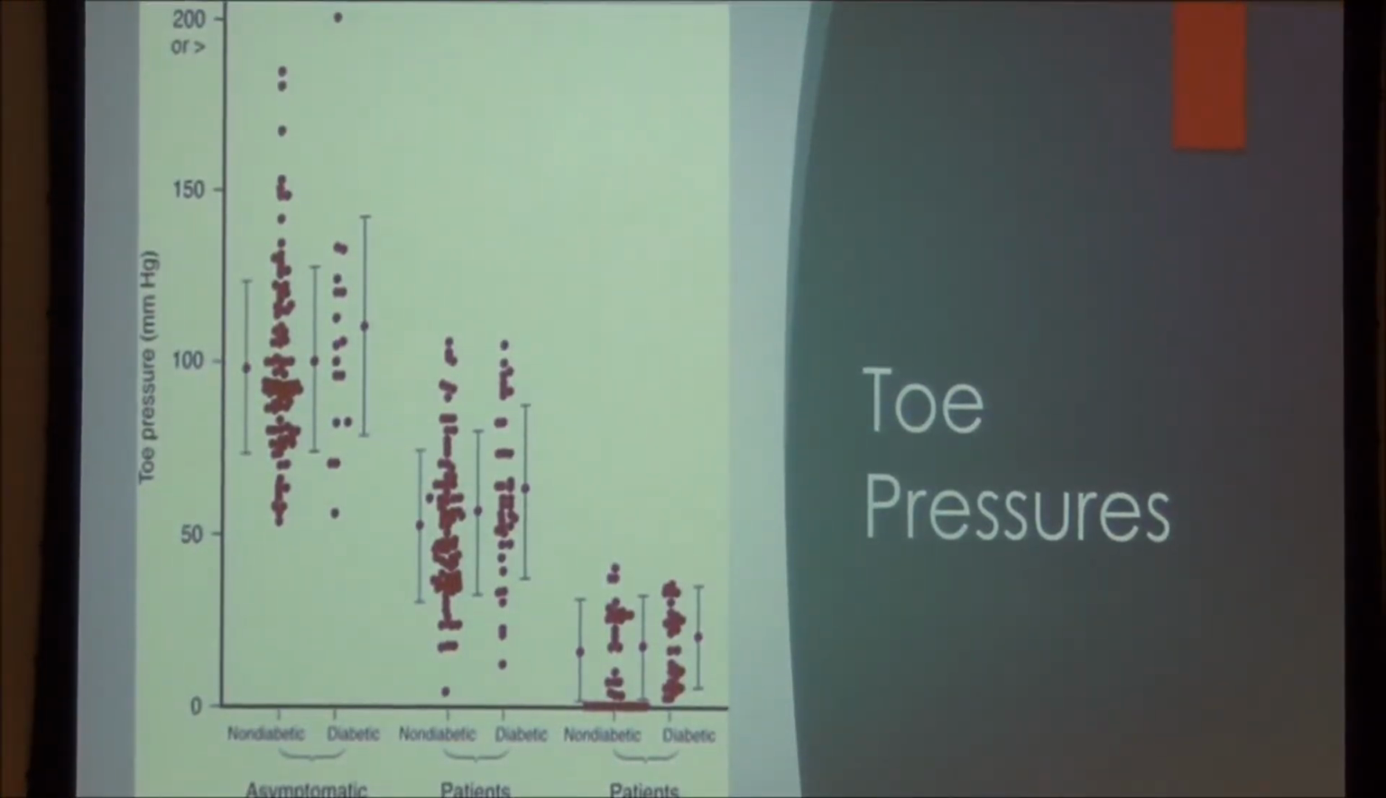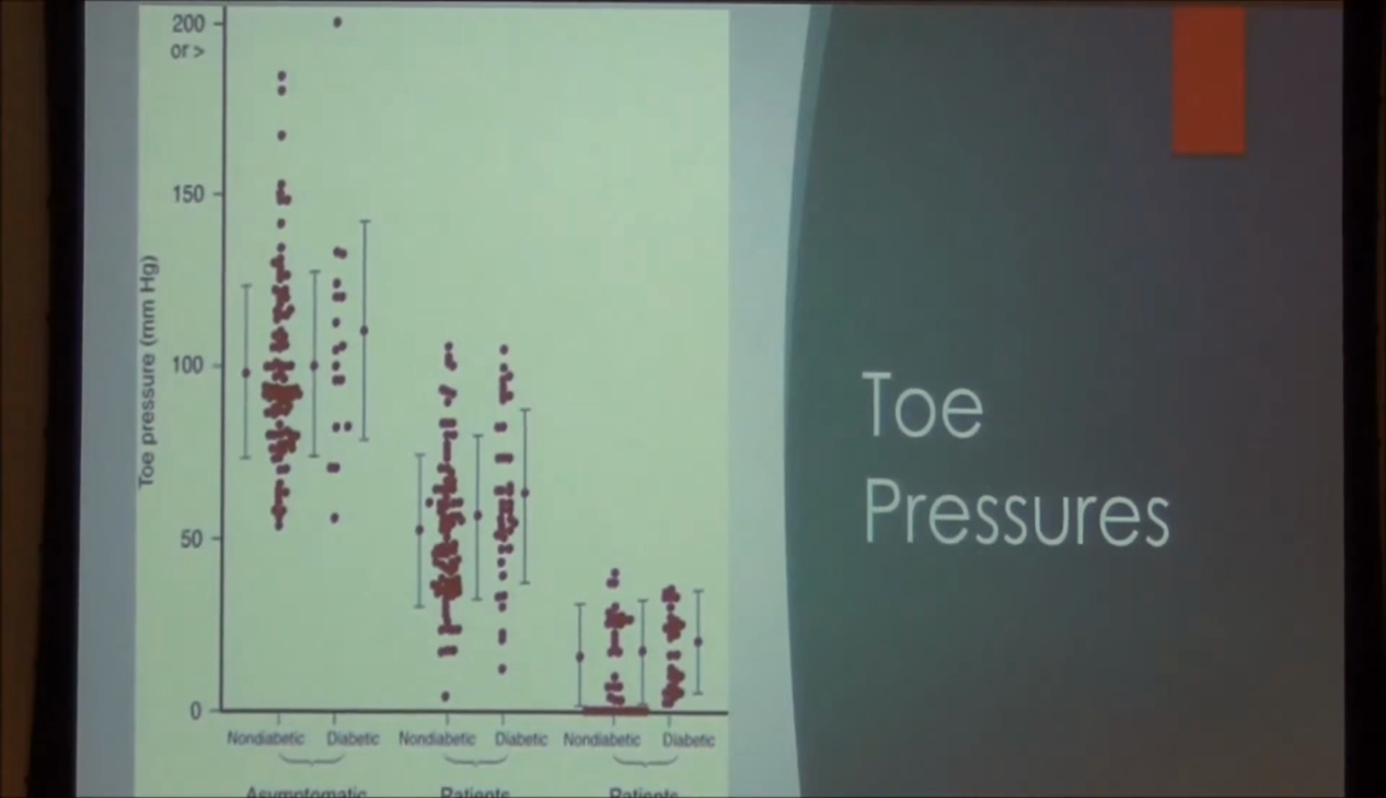So these are the toe pressures. Toe pressures are part of the physiologic test. They put cuffs around the toes and measure the pressure around the toe, and it's just the pressure, it's not an index. These are non-diabetic and diabetic patients, and asymptomatic patients, anything ranging from 50 to 150 to 180. The normal toe pressure for us is around here, 70 is normal. So toe pressure of 70 is normal.